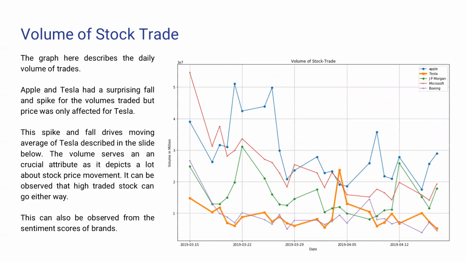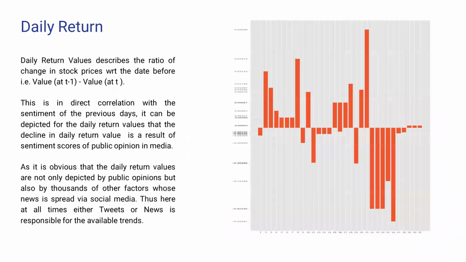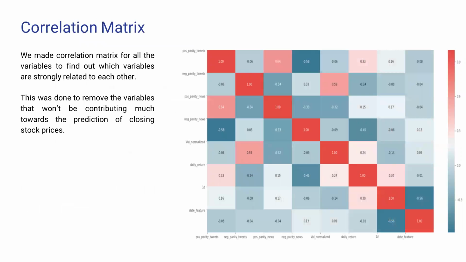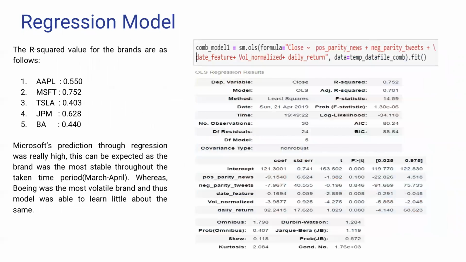The biggest takeaway point would be the drop in volume for Apple, followed by a sudden rise in Tesla. From rolling average of stock prices, we can see Tesla significantly drops its average on account of the high trading volume. This is the daily return graph, which directly correlates with the sentiment. We made correlation matrix for all of the variables and then selected the attributes with the strongest relation for the model creation. Then we perform our first machine learning model, that is the regression model.